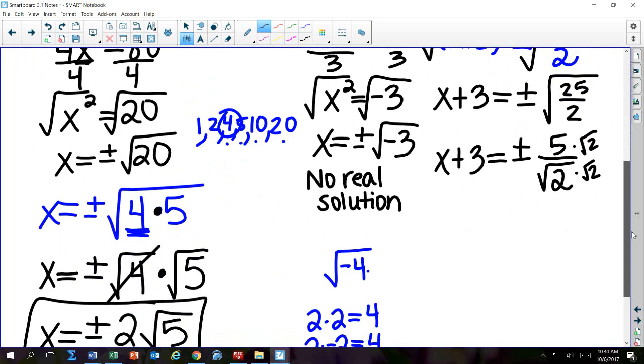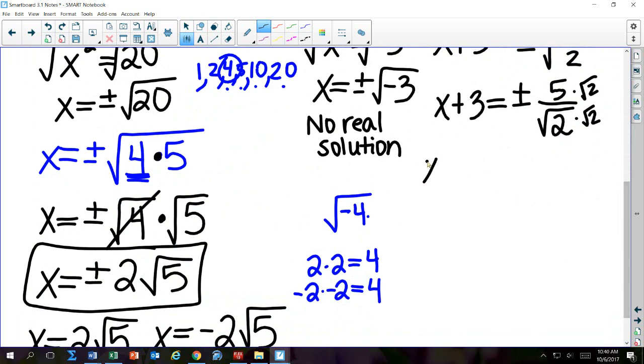Okay. So we have x plus 3 equals plus or minus 5 radical 2 over radical 2 times radical 2 is radical 4, or what's radical 4? 2. Okay, so that's looking better. Still trying to solve for x. What's the last thing I need to do to solve for x?